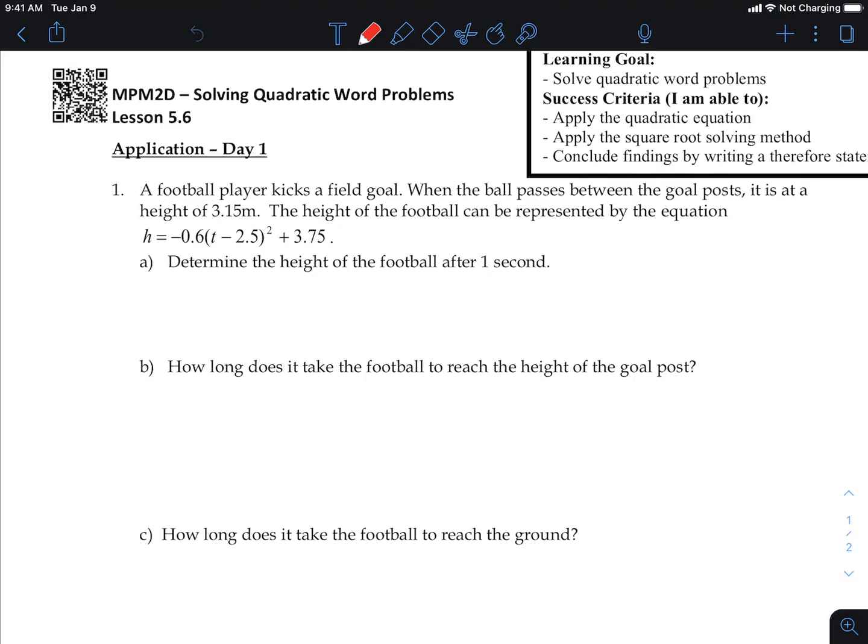Okay. Yesterday we saw a couple of word problems. So a football player kicks a field goal. When the ball passes between the goalposts, it is at a height of 3.15 meters. The height of the football can be represented by the equation. Okay, so sometimes they give you more information than you need for any particular part of the question. In the first one, I'm not going to necessarily need the 3.15 meters. It's just there for a later question. It doesn't have to do with the first one, so don't freak out. Okay. Now, determine the height of the football after 1 second.